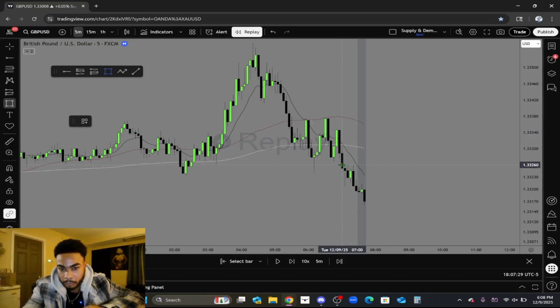So right here, I saw this little gap on this candle. When price started pushing down, there was this little gap right here that didn't get filled. So I drew my supply zone right here, boom.